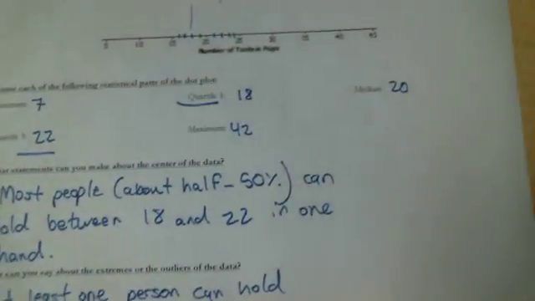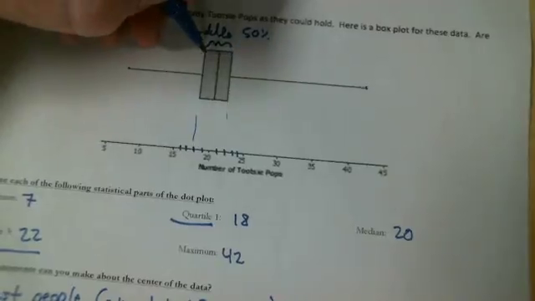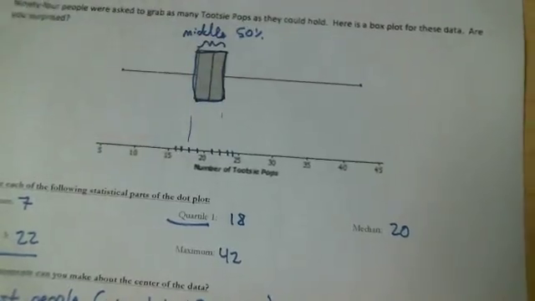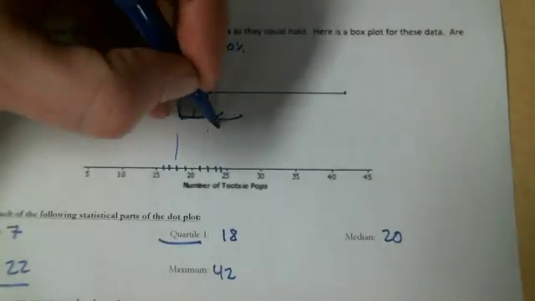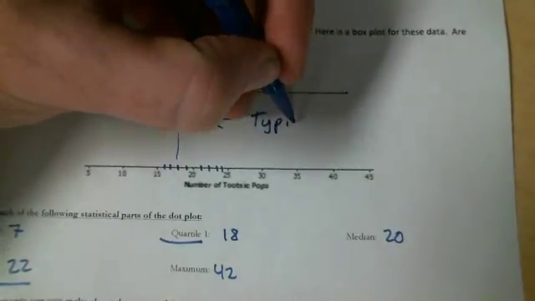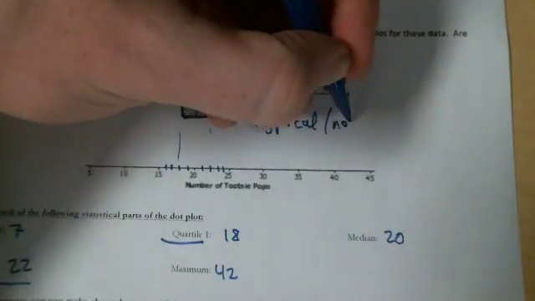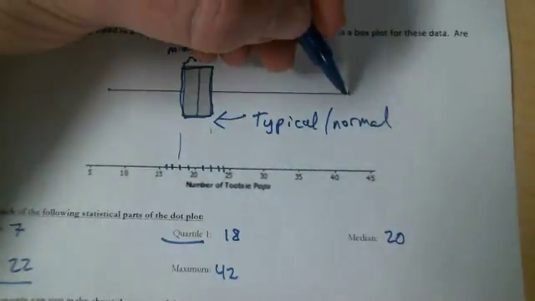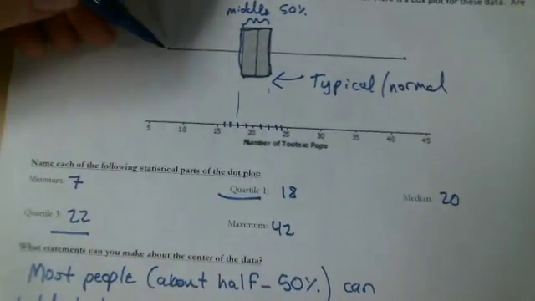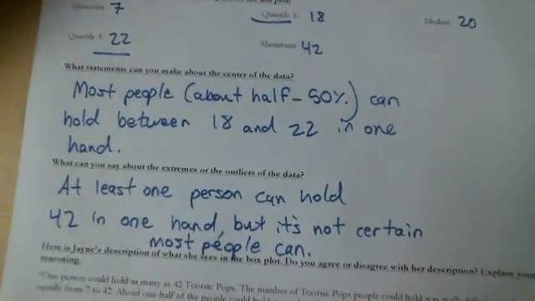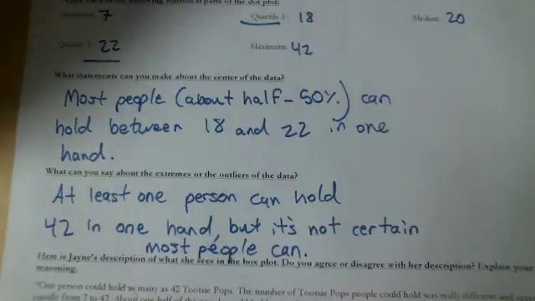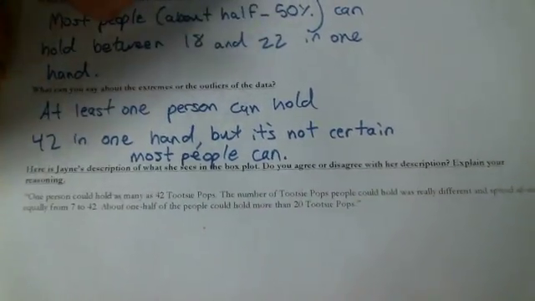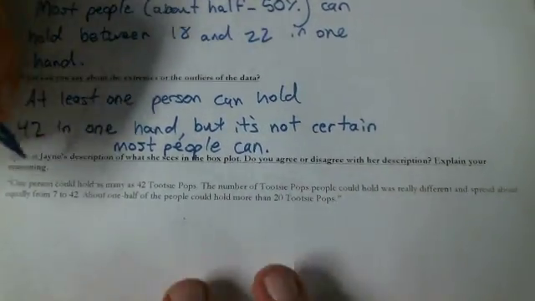Because we already know, it looks like there's only one value out here for 42 compared to the 50% of the data that lies in our box. That this is more of the norm. This is what's typical, right? This is the typical or the normal. So we could say that this is kind of the abnormal out here. Or even down here, this is abnormal, right? We could also say at least one person can only hold 7, which isn't very much compared to what the normal amount is. So we have Jane who describes this thing.